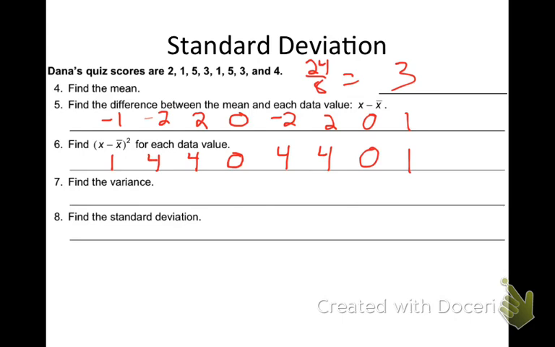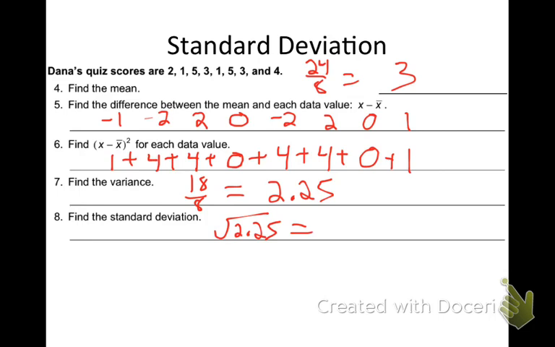Okay. Now I find the variance. Well, how do I find the variance? To find the variance, I add up all of those values and divide by how many values I have: 8. So 1 plus 4 is 5, plus 4 is 9, plus another 4 is 13, plus another 4 is 17, plus 1 is 18. So we're 18 divided by 8, which gets me a variance of 2.25. And then I find the standard deviation. To find the standard deviation, I take the square root of that. So the square root of 2.25 is?